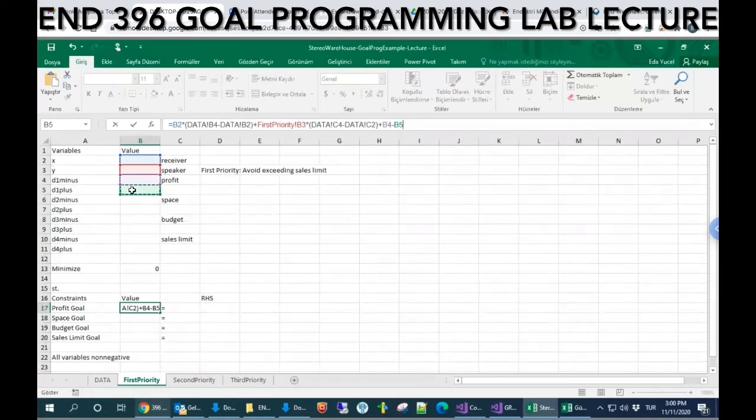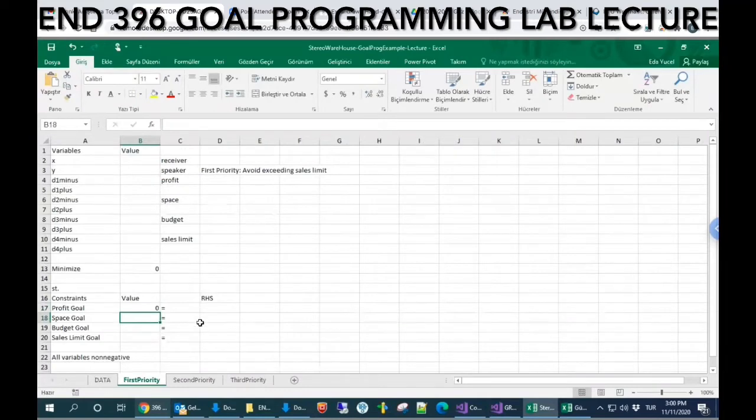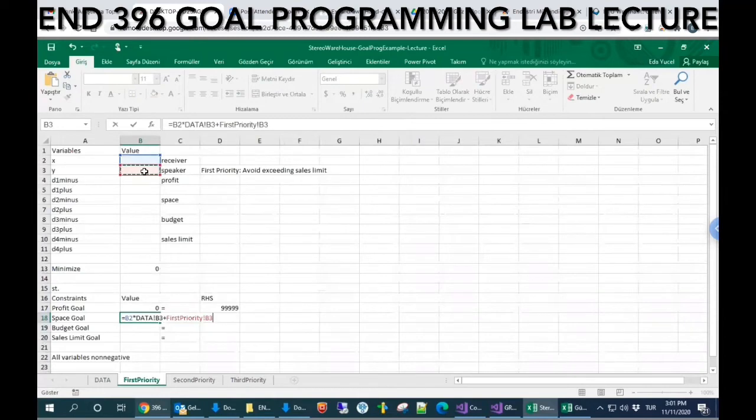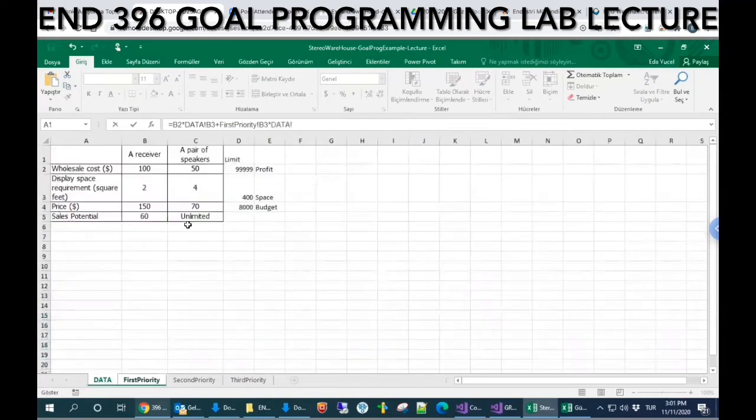Okay, this is the right-hand side. We have identified our hypothetical limit for the profit function as 99,999. Continue with the space goal. So number of receivers times receiver space requirement plus number of speakers times speaker space requirement.